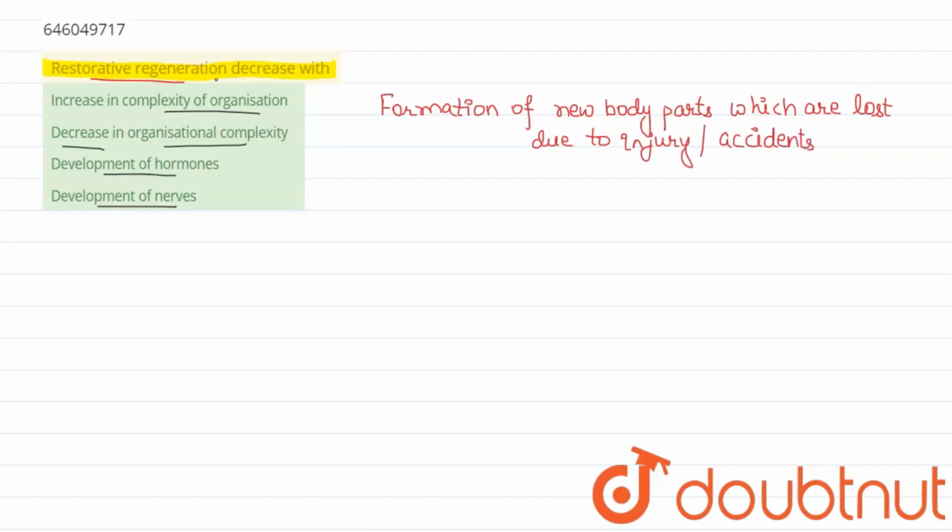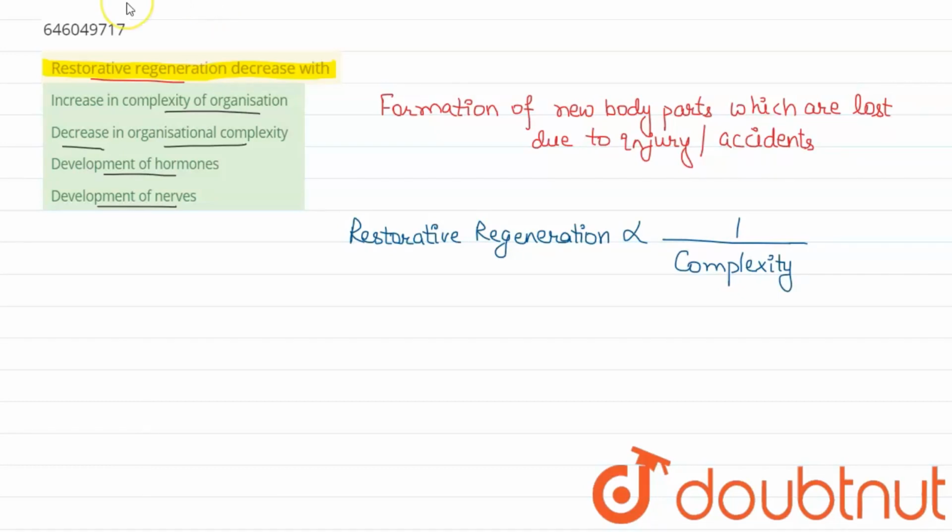And the major factor which determines restorative regeneration is how complex the organization of that particular individual is. The restorative regeneration capability is inversely proportional to the complexity of the organisms involved. Hence, if we see the options now, we have the first option as increase in complexity of organization.